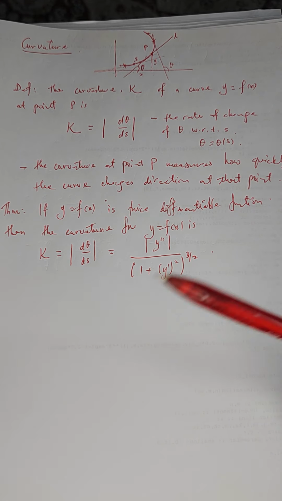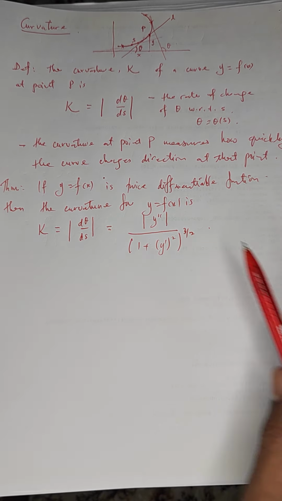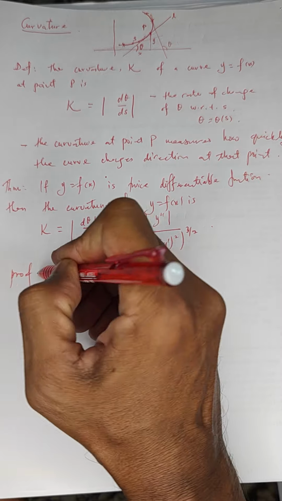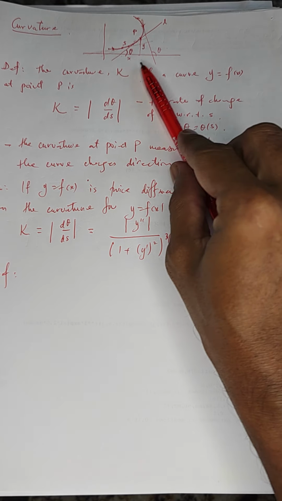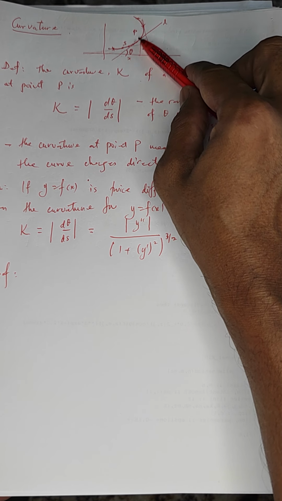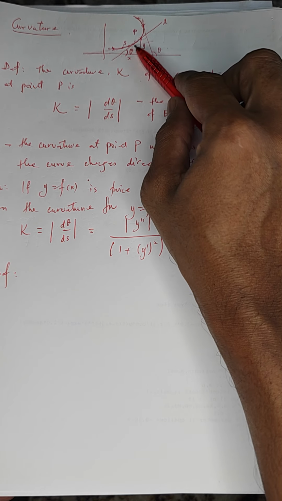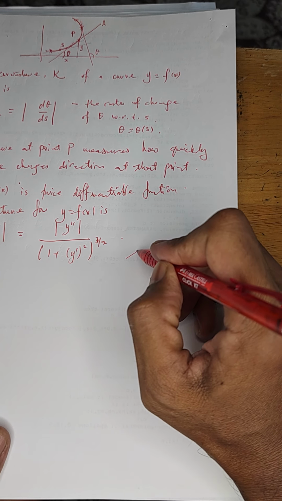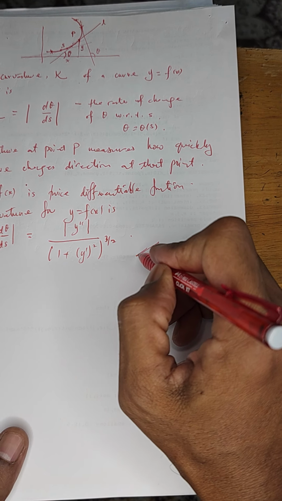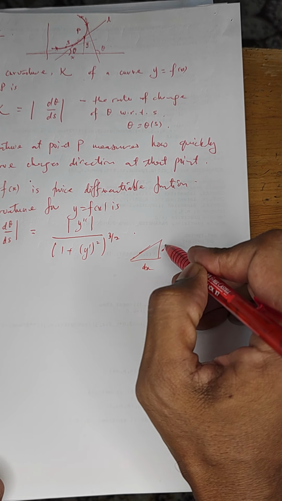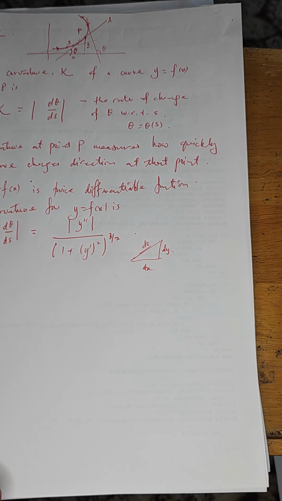Now, how do we prove this, or obtain that formula? Let us prove this. If you look at this figure, I transform it into a triangle, where I consider a very small movement from some point here to point P. We have a very small triangle. Let's denote this side as dx, this as dy, and this as ds.